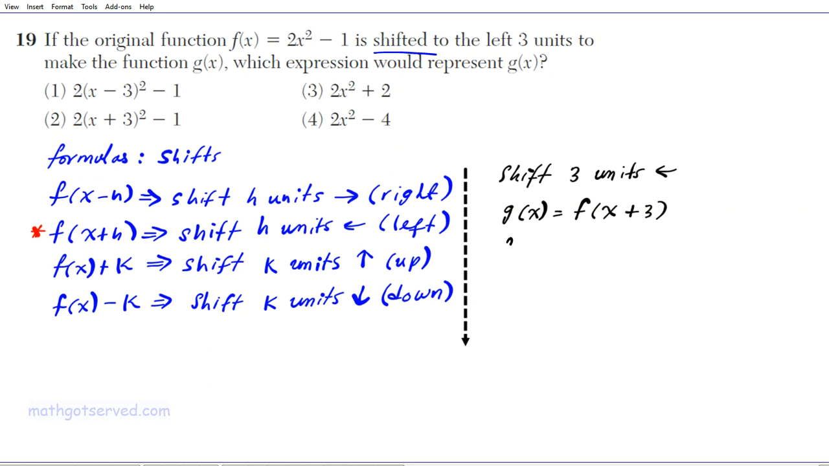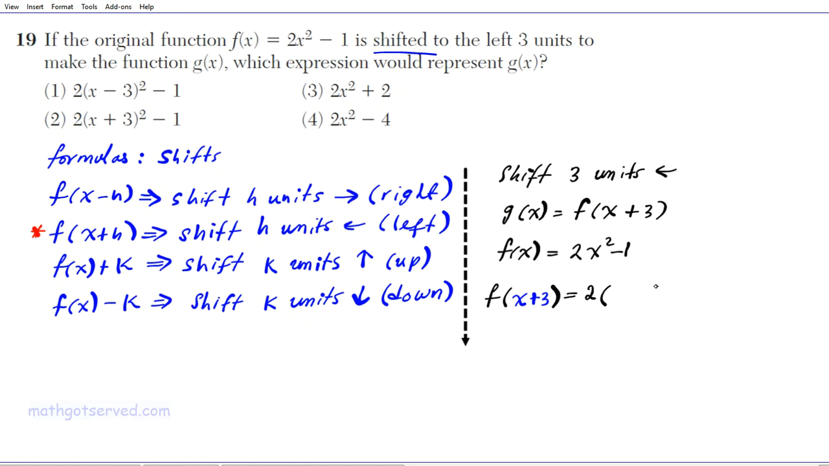So let's write that down. f of x is 2x squared minus 1. So what on earth is f of x plus 3? So f of x plus 3 just basically means that wherever you have an x in f of x, you replace it with x plus 3. So 2, instead of x, guess what?